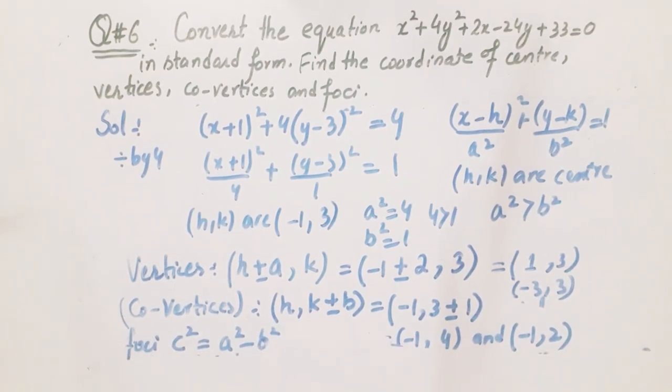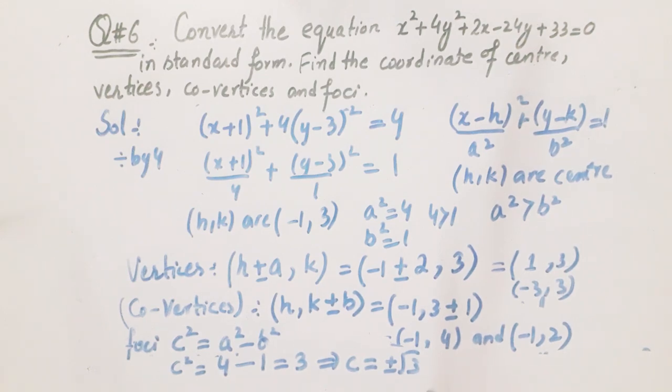So first of all we will find the value of c. So c square is equal to a square, that is 4, minus b square, that is 1. So 4 minus 1 is 3, which implies that c is equal to plus minus square root of 3. This is the value of c. Now we will find the foci for this.